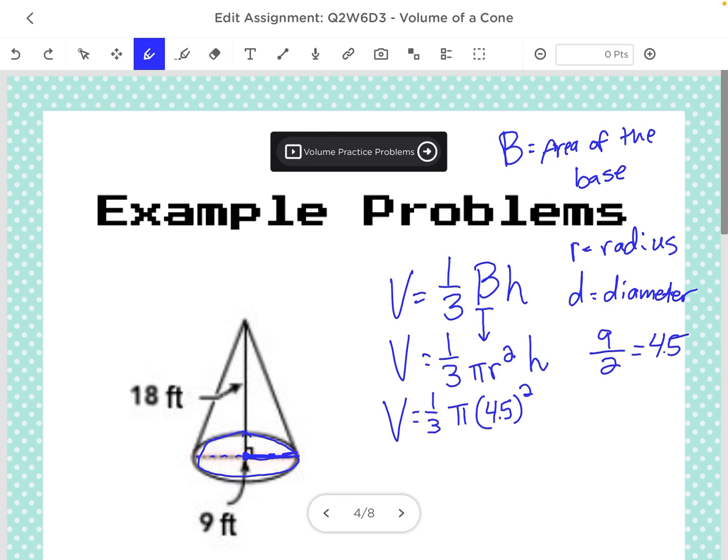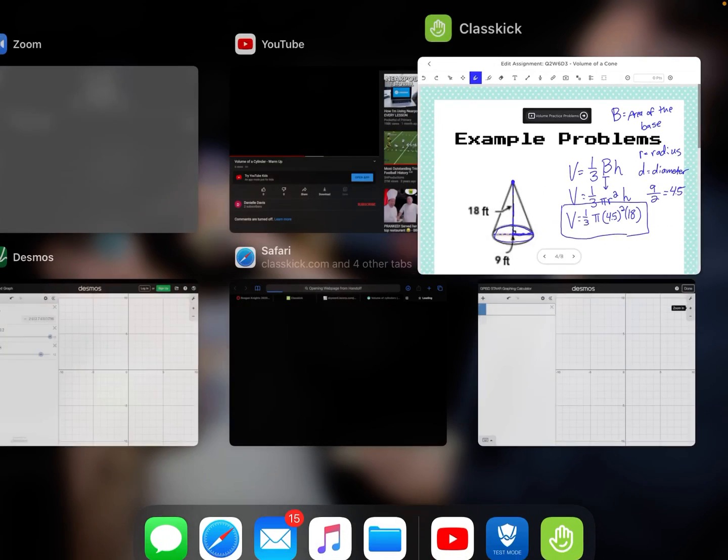And then my height is from the top vertex there down to the base. Make sure when we're doing volume problems, we are looking at the height that's straight down, not the edge over here. Okay, so that's going to be 18 feet. And now I take this and I plug it into Desmos. So let's go over to Desmos.